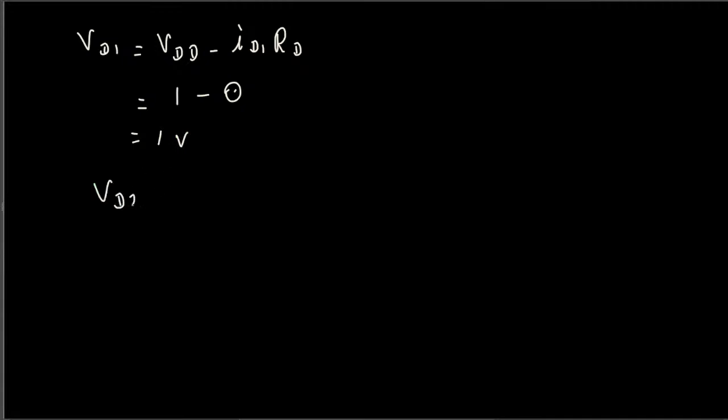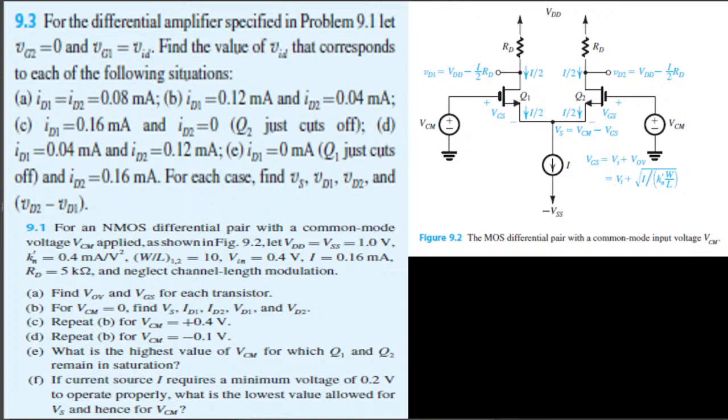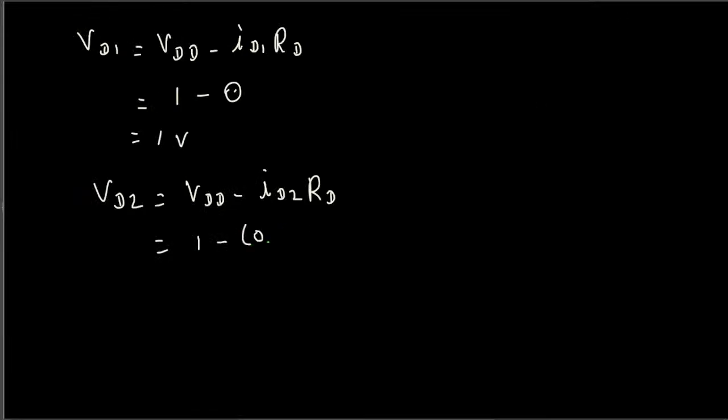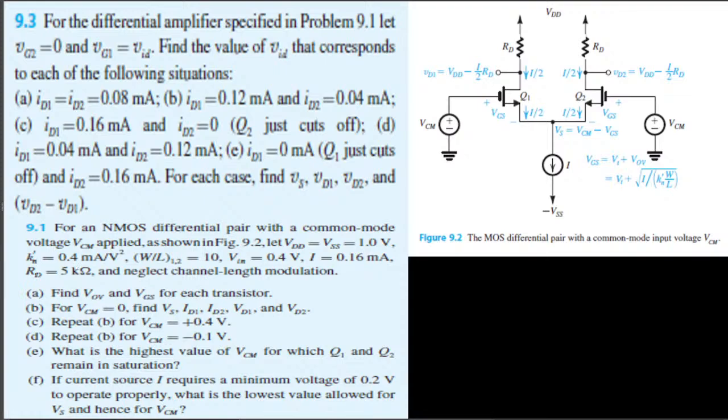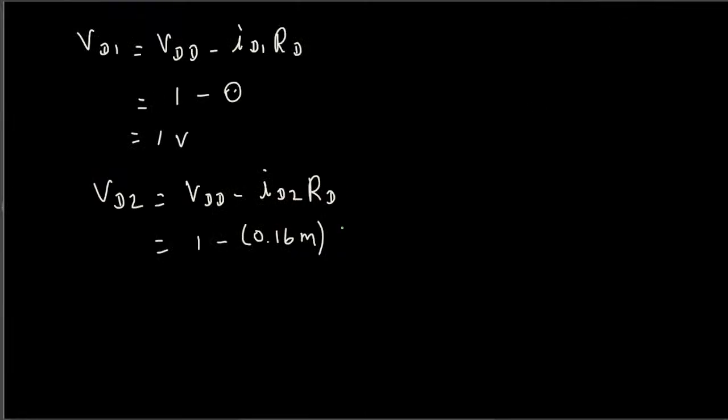And then VD2, exact same equation, VDD, but this time we are going to have ID2 for the current and RD. ID2 has a value, VDD is 1 voltage, ID2 has a value that is given to us to be 0.16 milliampere. So we have to substitute that one here, milli, and the RD we have to look at in the 9.1 question for the parameter that is given, 5 kilo ohm resistance. So substitute that one for this. So 5 times 0.16 gives us 0.80. So 1 minus 0.80 is 0.2 voltage. So we have VD1 and VD2.